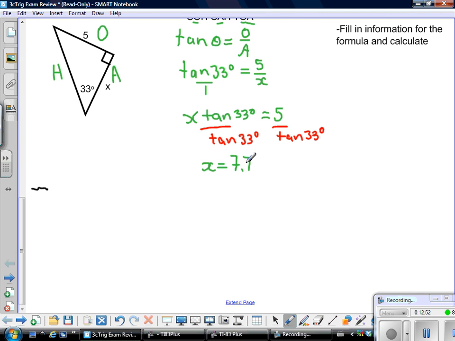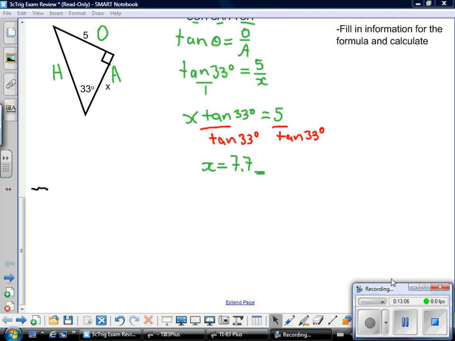And I would also then check to see whether there are any units. Now, in this case, I didn't put any units on my side length, so I would just leave it as 7.7. If you want to put units, then you could just put the word units. Okay, so that was part 1, and next we're going to be doing part 2.